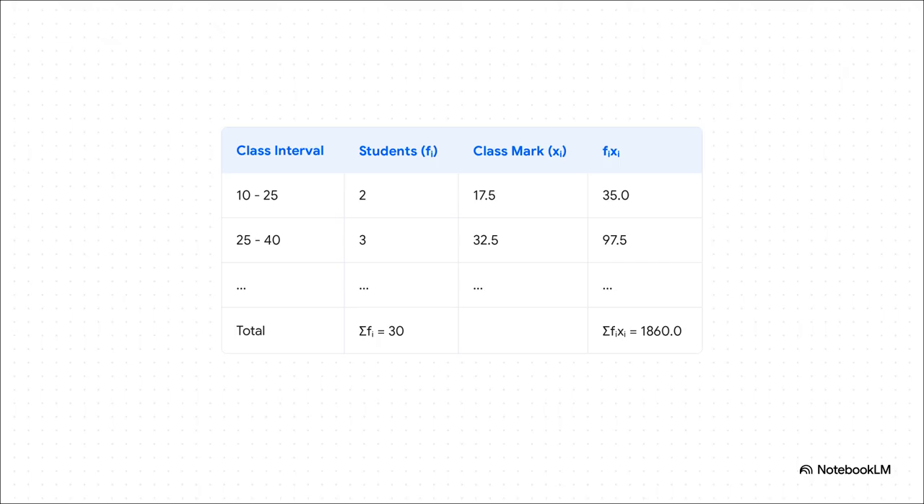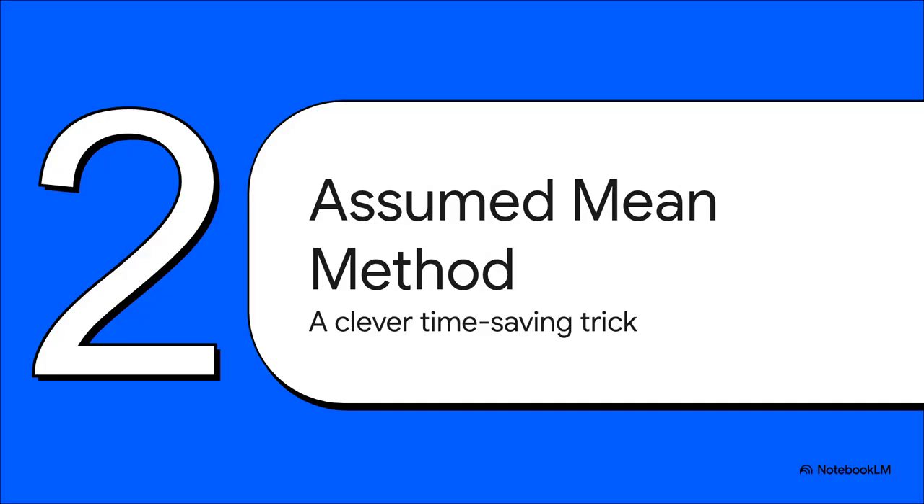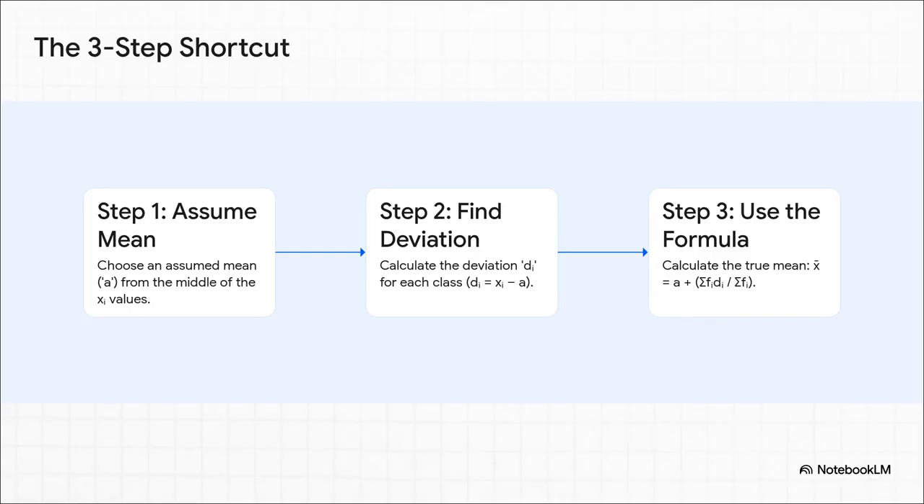See? Simple. But what if the numbers are really big? Multiplying them will take up so much of your precious exam time, right? Well, for situations like that, we have a very smart shortcut, a little trick to make our lives so much easier. And that brilliant shortcut is called the assumed mean method. This is a real pro tip, okay? It helps you tackle those big, scary-looking numbers without making silly calculation mistakes. And it's just 3 easy-peasy steps.